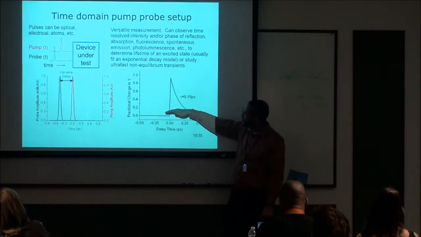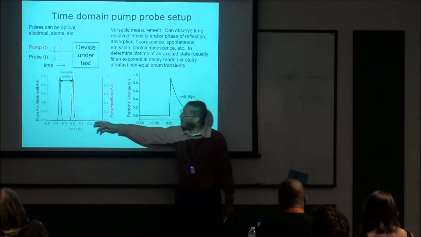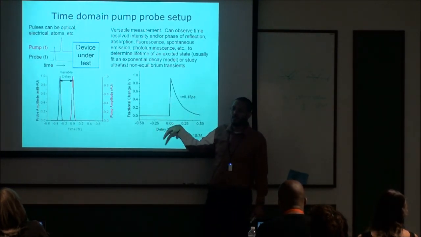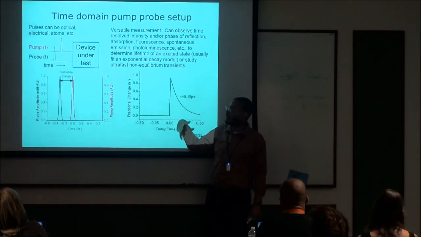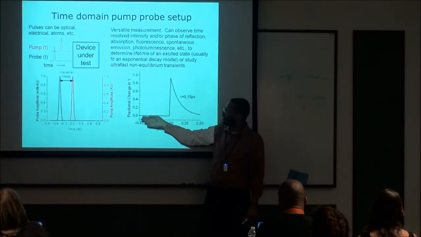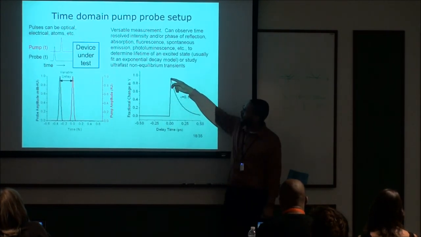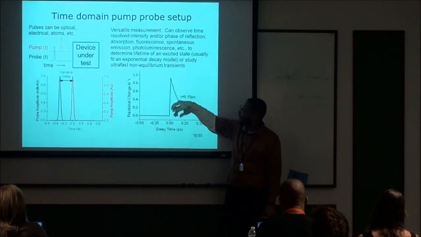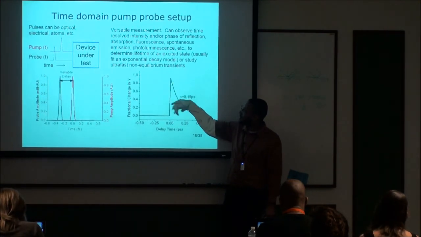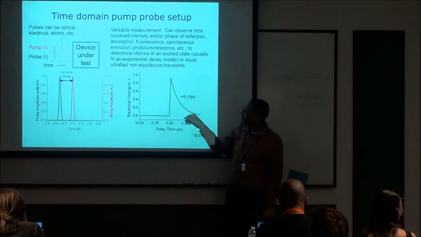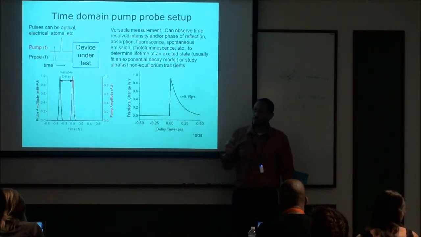So a typical response will be something like this. If I send my probe before I send my pulse, I shouldn't get any change in my signal because my probe is very weak. So if I probe it before I excite it, I should have no change. As soon as I probe it after I excite it, I should see a large change in my output, whatever the output happens to be. And then as the system naturally relaxes and loses energy, then the signal that I get decays, and it's usually some sort of exponential decay.